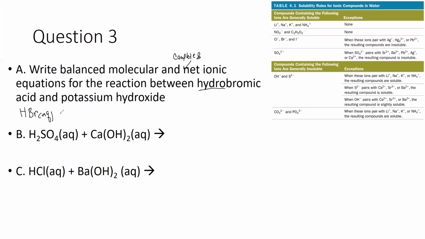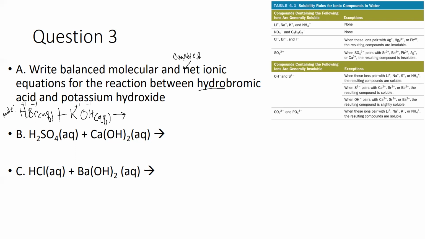So we have HBr plus potassium hydroxide. So potassium is K. K has a +1 charge. Hydroxide's OH, and OH has a -1 charge. So that is balanced charge-wise. I can do the same thing with HBr. H is +1, Br is -1. So it's balanced charge-wise. So that's good. That's how we know what the element is. Aqueous. All right, so I'm writing the molecular equation.